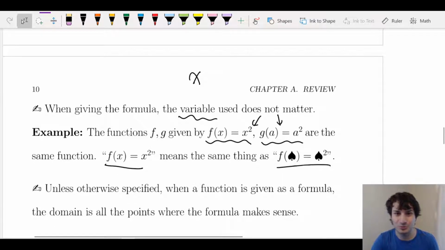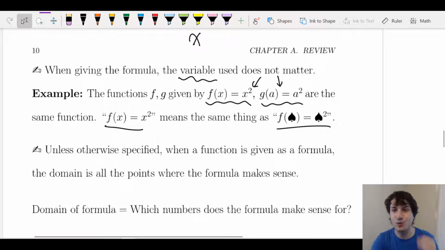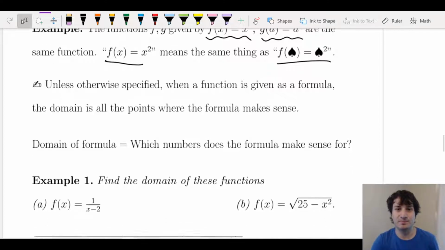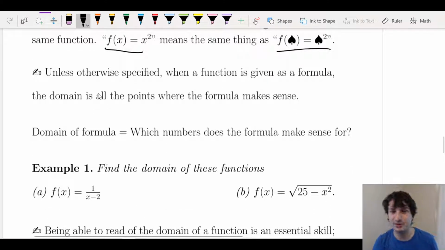Here is another important rule. When someone gives you a formula, the domain, unless they say otherwise, the domain is always what numbers does the formula make sense for. So when you're given a formula, sometimes the formulas won't be defined at all points, and the rule is the domain of the function is exactly where the formula is defined. So here's an example, or two sort of simple functions. F of x is 1 over x minus 2 is part A, and we're told to find the domain of this guy. So what is the domain of this guy?